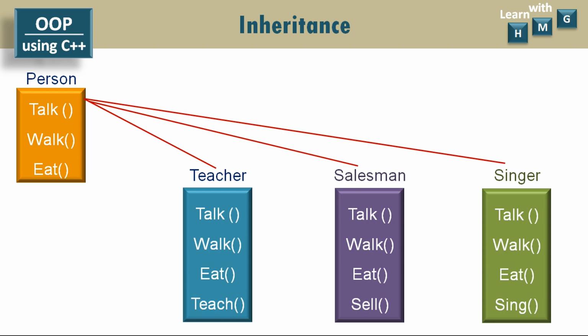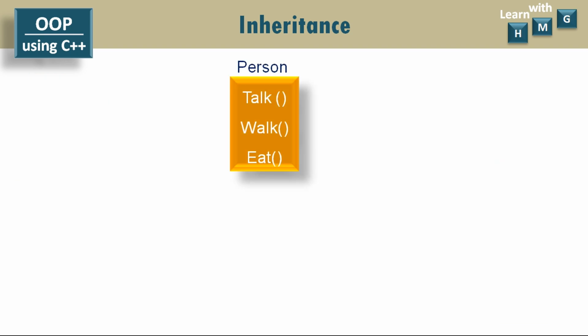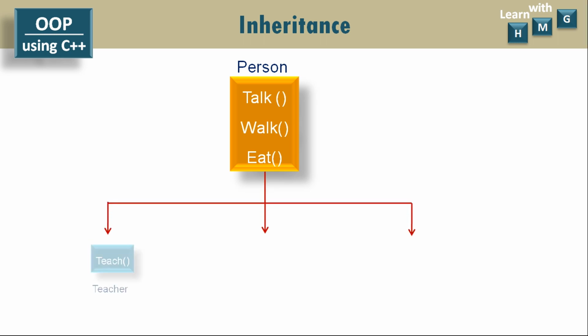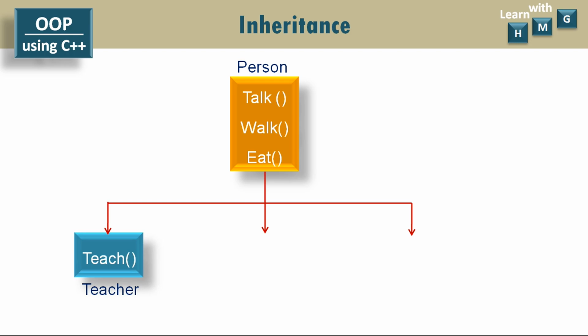Let us see how it can be implemented. So here is a person class having three properties: talk, walk, eat. These are the three actions of every person. Now this is the existing class. From this existing class I am creating three different classes. Class 1 is teacher, and this newly created class has only one property, that is teach. The teacher can teach. This is the action of the teacher class.